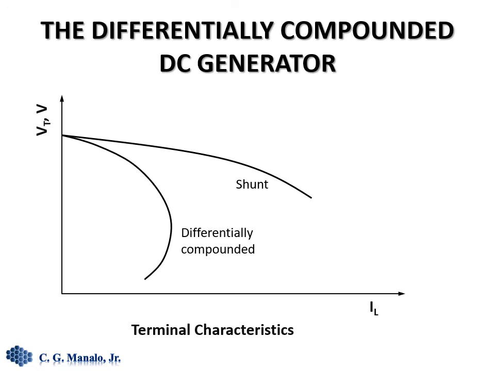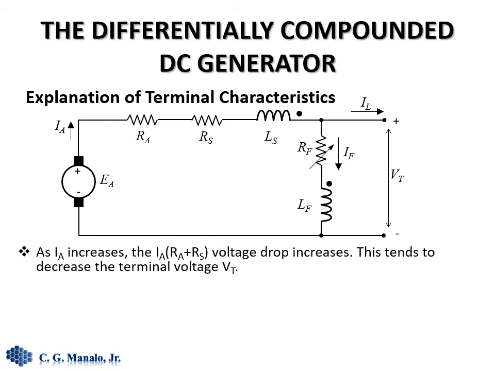So this is the terminal characteristics of a differentially compounded DC generator. As the load current increases, the terminal voltage decreases, and it even comes to a point where I sub L is actually decreasing while the terminal voltage is decreasing as well. So let's explain the terminal characteristics of the differentially compounded DC generator.